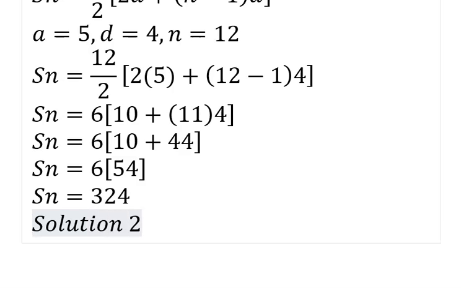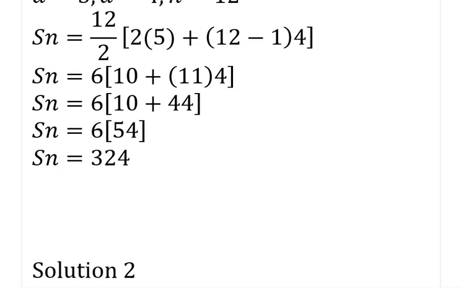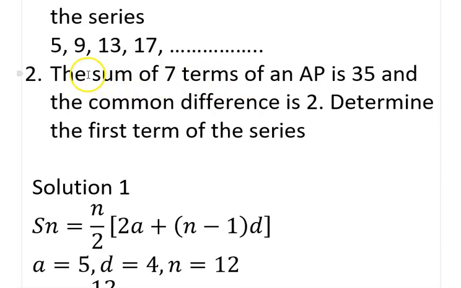Solution number 2. The sum of 7 terms of an AP is 35. The seventh term is 35, and the common difference is 2. We have to determine the first term of the series. This is just turning this around, just giving us the sum, the number of terms, and the common difference, and asking us to look for A. That's just what the question is asking us to do. Let's quickly do that.